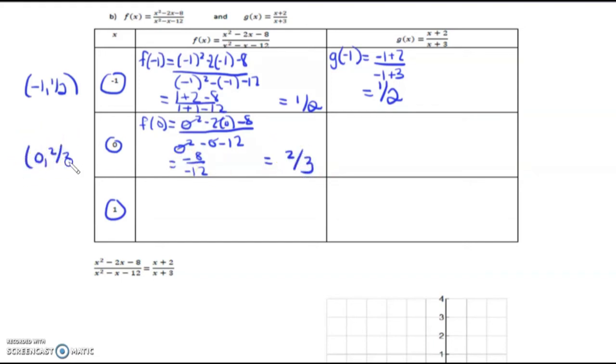Okay, so let's double check with g at x, or g at 0, if it gives us 2 over 3. Okay, 0 plus 2 over 0 plus 3, and we get 2 over 3.